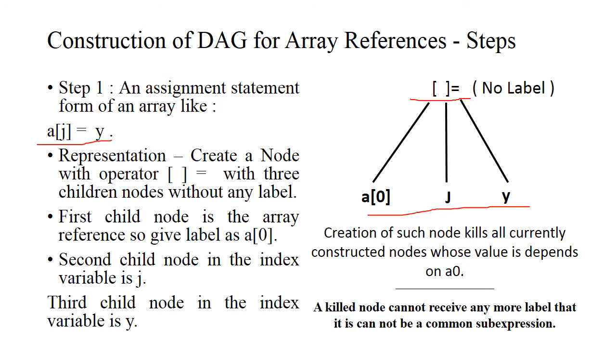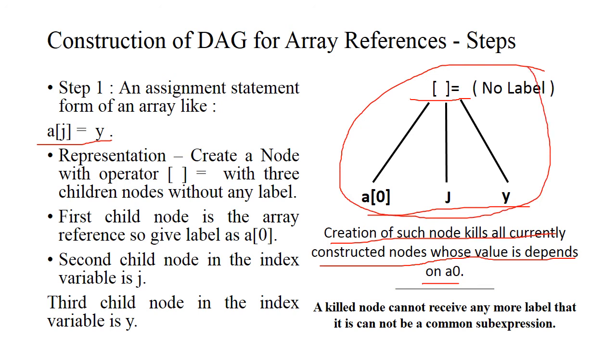Okay, now once we create such a node, the creation of such a node kills all the currently constructed nodes whose value depends on a0. Once this particular node is constructed, now if a of j's value depends on some other node, then that particular node will be killed. Okay, a killed node cannot receive any more labels, that is, it cannot be a common subexpression.